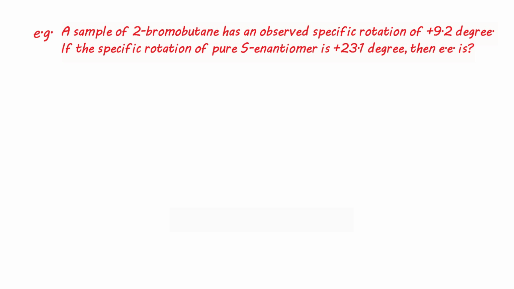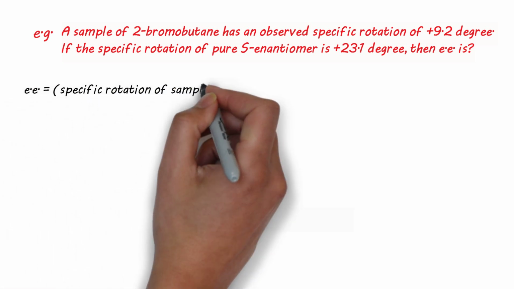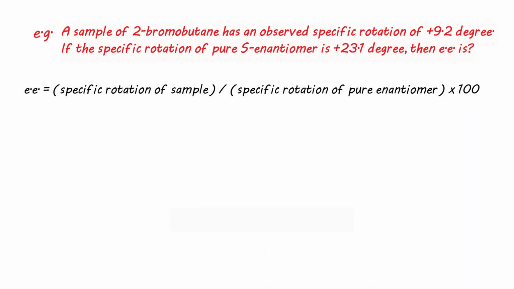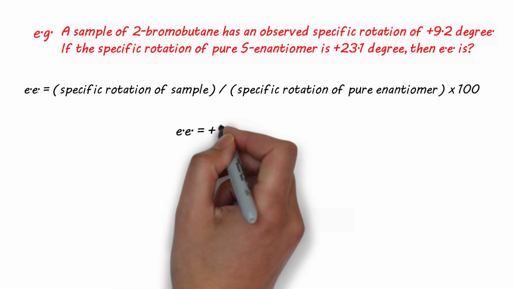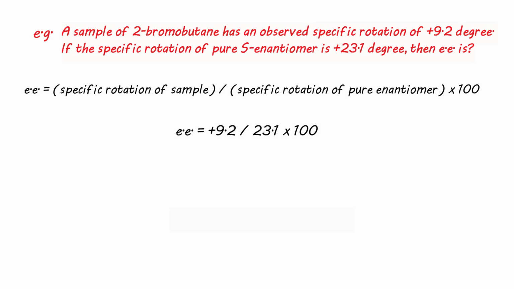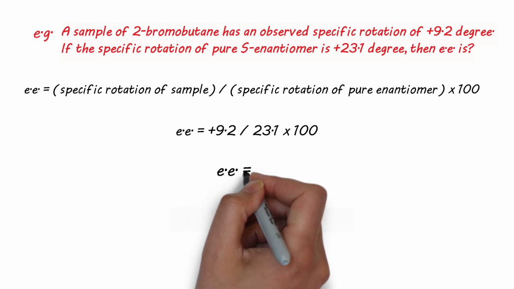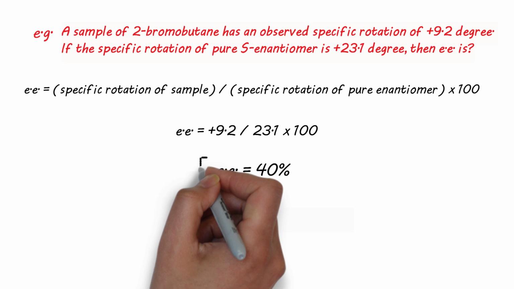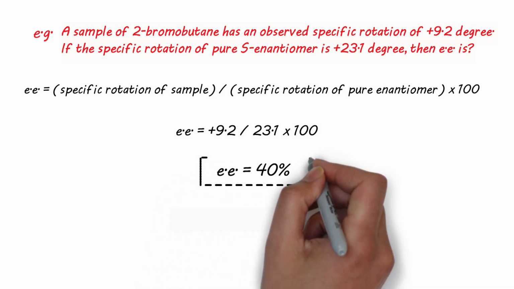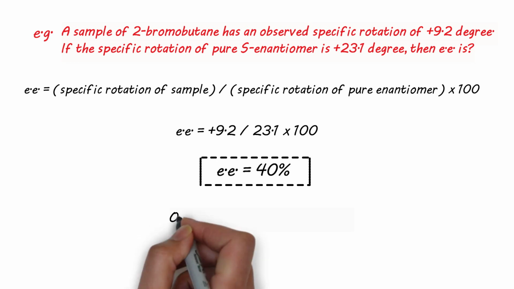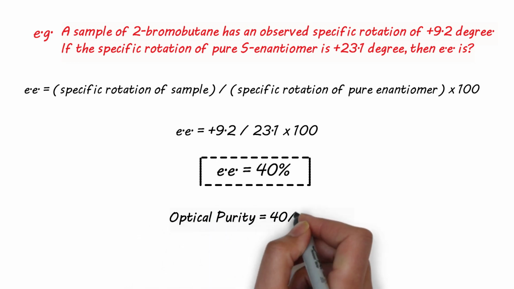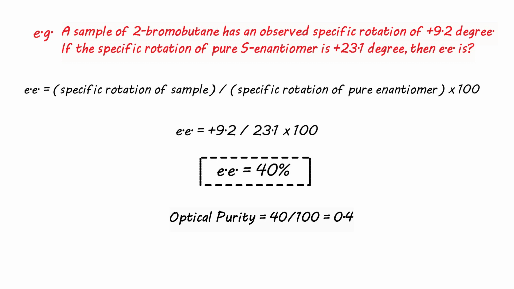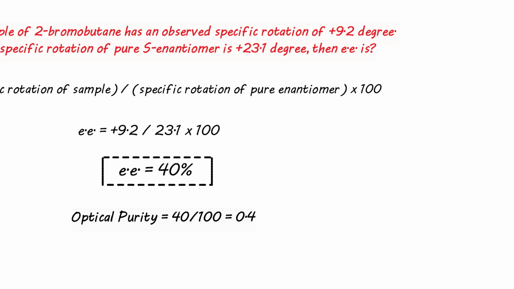So you use the equation enantiomeric excess is equal to specific rotation of sample divided by specific rotation of pure enantiomer multiply 100. That is equal to plus 9.2 divided by 23.1 multiply 100. That gives you 40% enantiomeric excess. Now optical purity will obviously be equal to 40 by 100, that's 0.4. If the concentration is given in moles or millimoles, accordingly you can convert that into percentage and find the enantiomeric excess of that mixture. I hope you understand it.